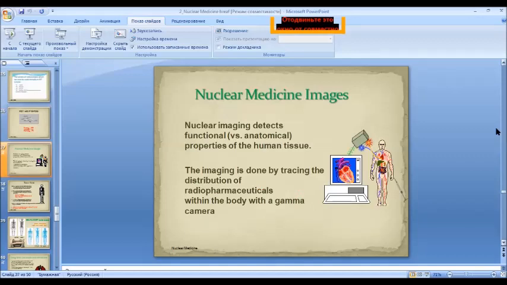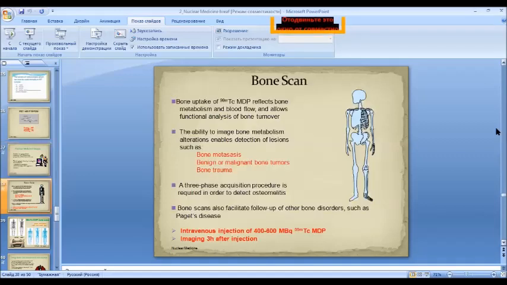Nuclear medicine imaging detects functional, not anatomical, but predominantly functional properties of human tissues. The imaging is done by tracing the distribution of radiopharmaceutical within the body with a gamma camera or SPECT apparatus or PET apparatus. Now let's observe some examples of nuclear medicine diagnostics.